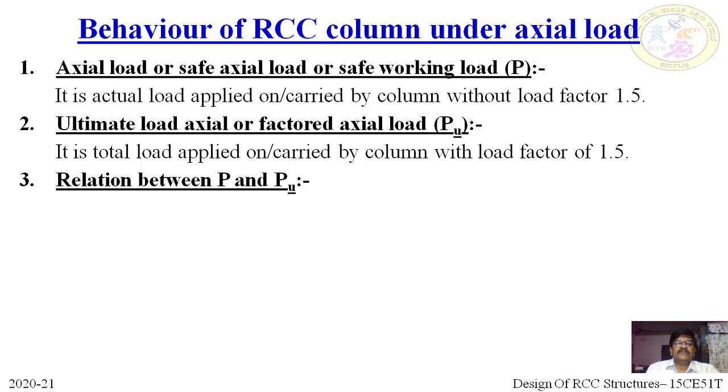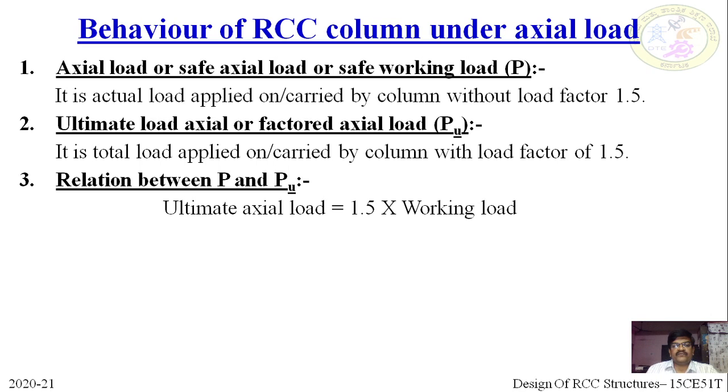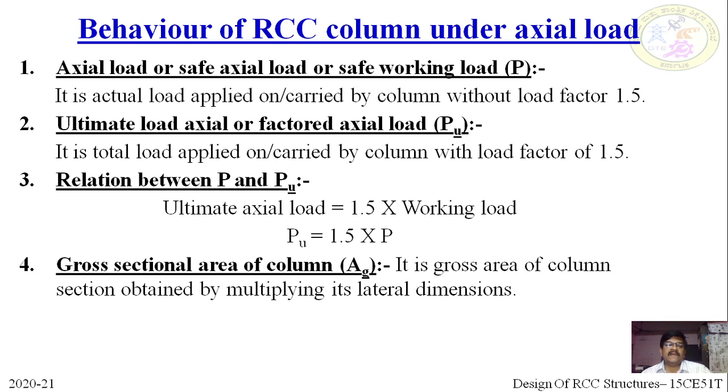Relation between P and PU. What is the relation between axial load and ultimate load? So ultimate load is equal to 1.5 times working load, that is PU equals 1.5 multiplied by P.